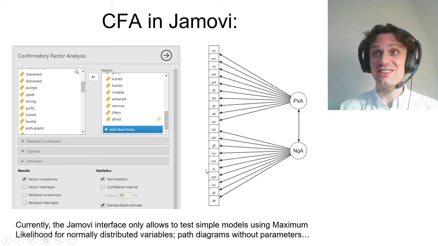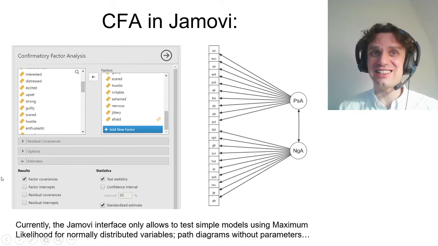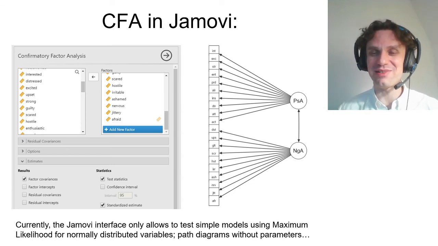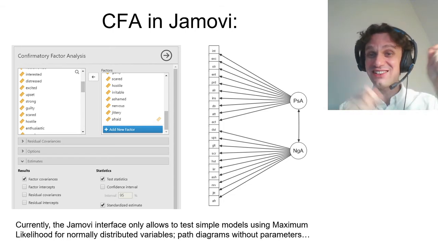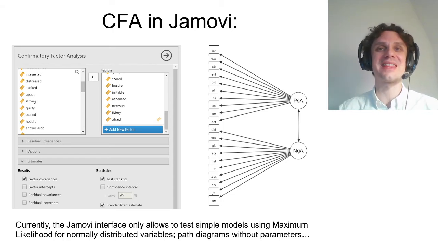Another limitation is that it only shows you these path diagrams without actual numbers, so you have to draw the path diagram by hand. But, well, I have not seen a single software package that would produce a path diagram that would be publishable. Even the best ones like Mplus or EQS still produce diagrams that you need to redraw by hand to make them publishable.